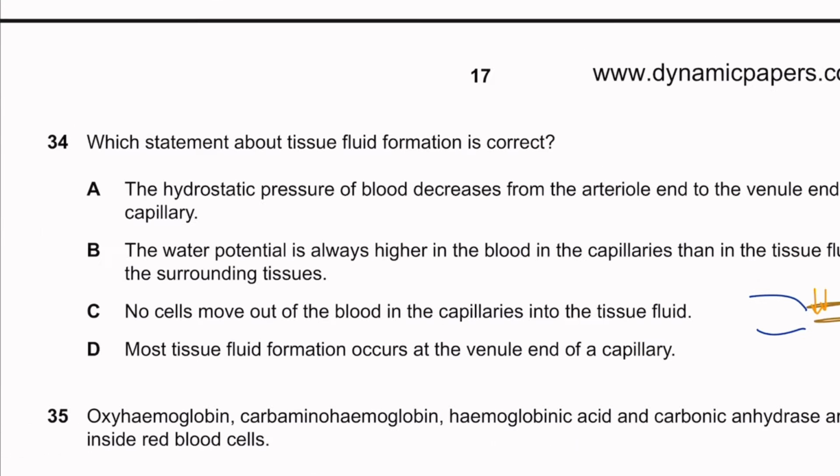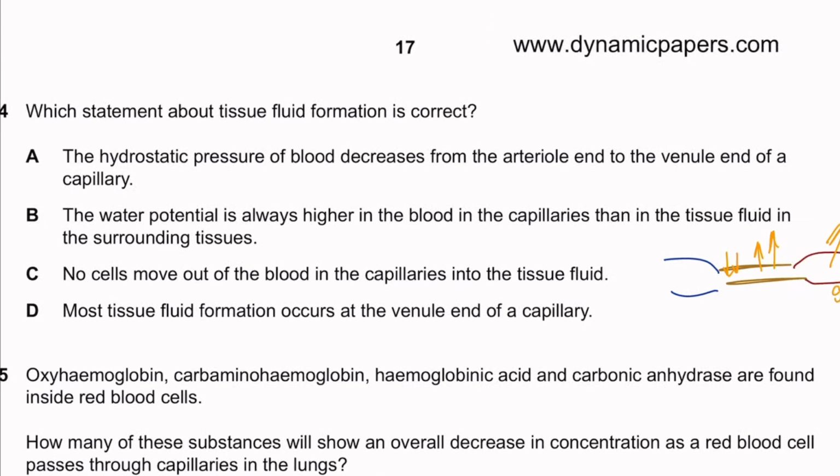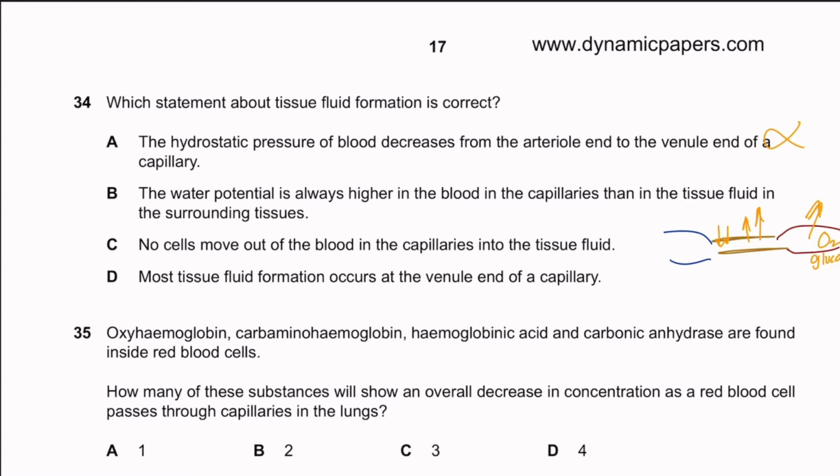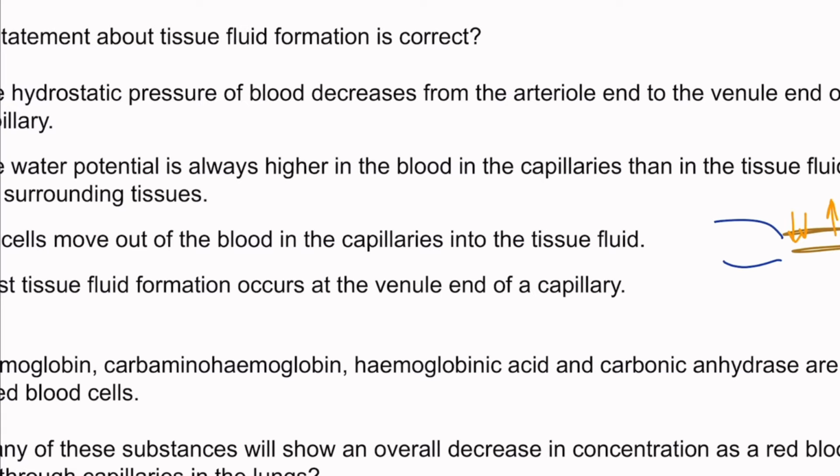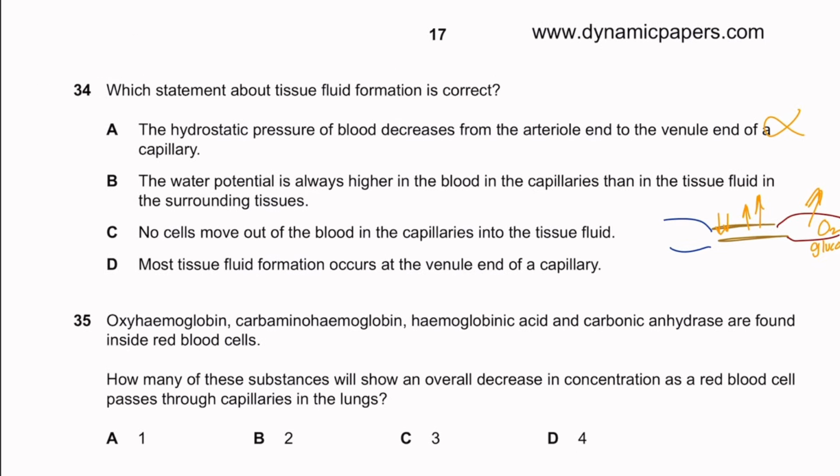And so what happens here is the hydrostatic pressure of blood decreases from the arterial end to the venular end. It's the opposite actually. The water potential is always higher in the blood in the capillaries than in tissue fluid surrounding tissues. Actually, no, it changes. As I mentioned, stuff moves in and moves back, and so this changes the water potential. Okay, I don't know what happened to the pen. I think it's finished in charge. But anyway, B is wrong.